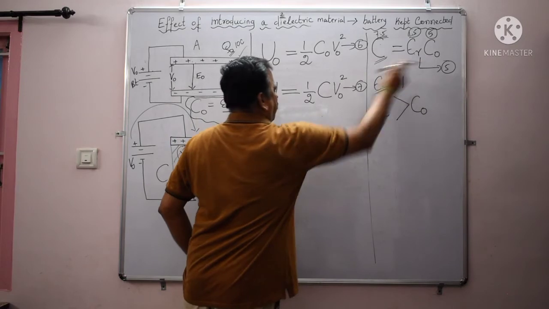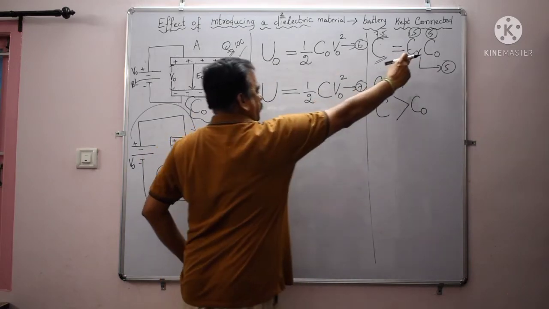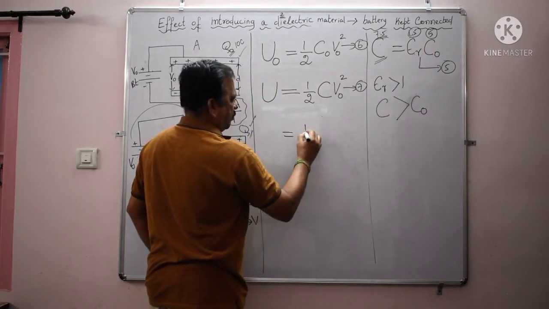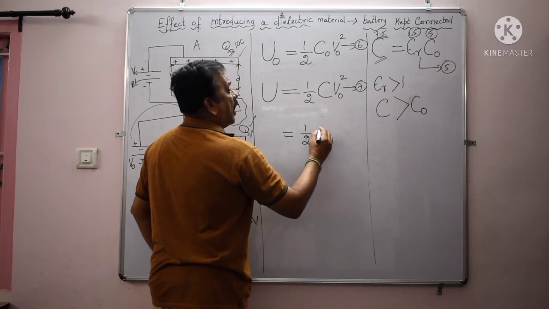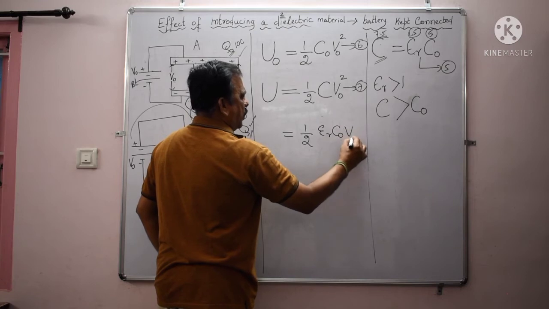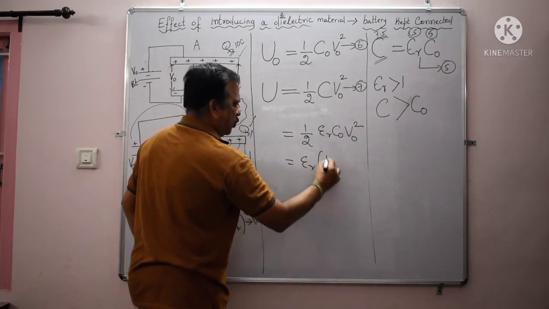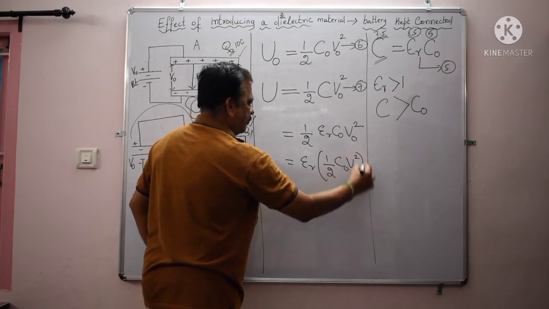Now if I substitute over here, we know the capacitance C after introducing dielectric is equal to epsilon r into C0. So let me substitute it over here. So half into, instead of C, epsilon r into C0, into V0 square. Now let me write it like this: epsilon r into half C0 V0 square.